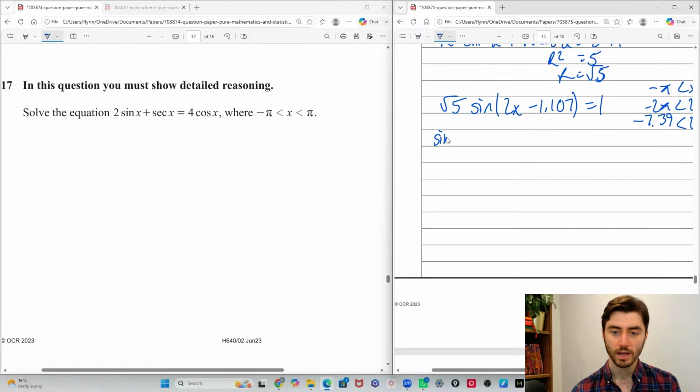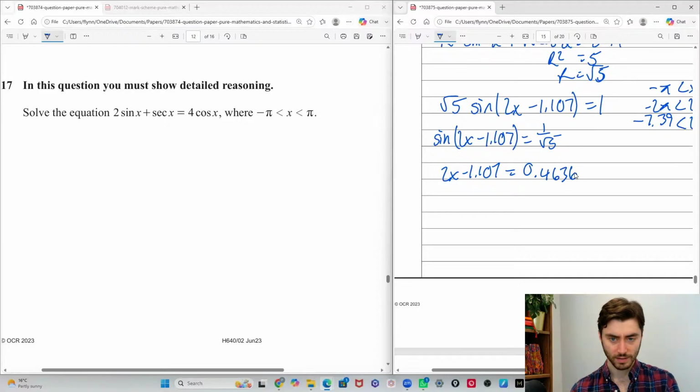Now, sine of that thing is 1 over root 5. So we can do inverse sine. I mean, should I be showing you this? Probably. But, okay, so the first value I get, first of all, sine is positive. So 2x minus 1.107, my calculator value is 0.4636.